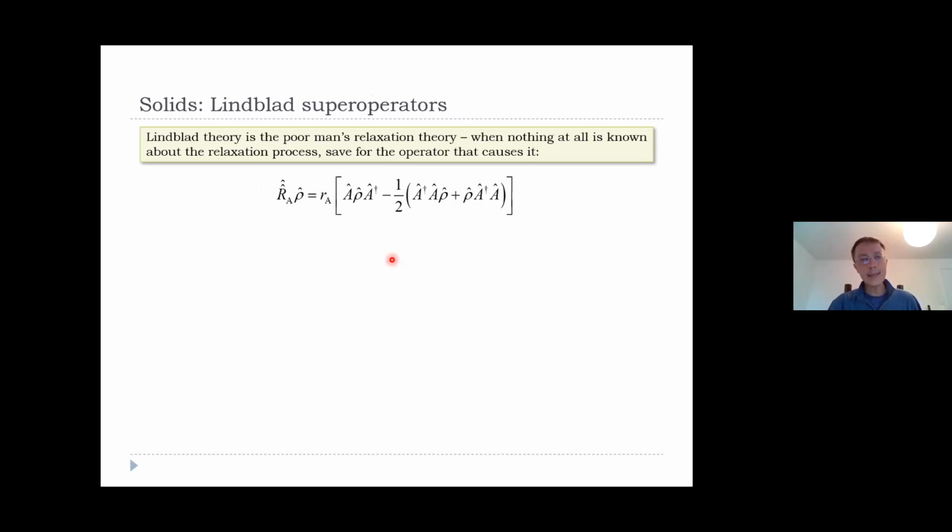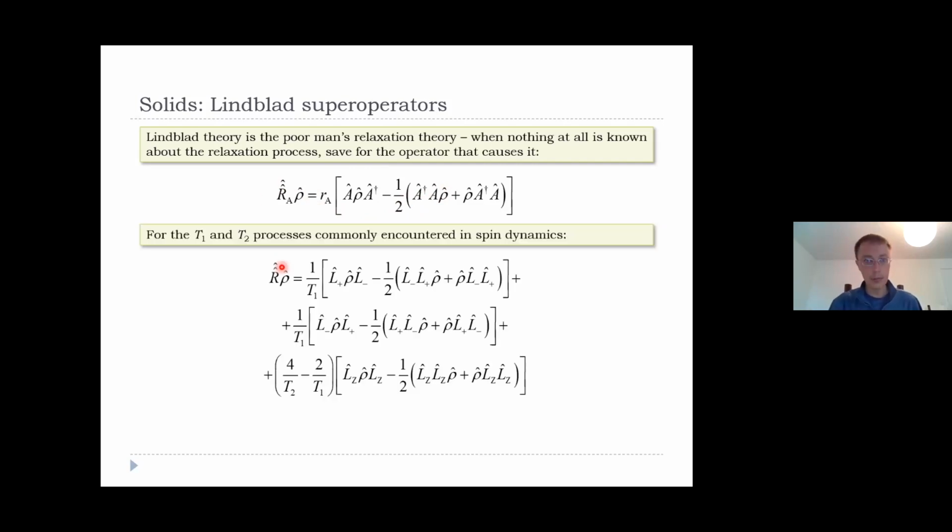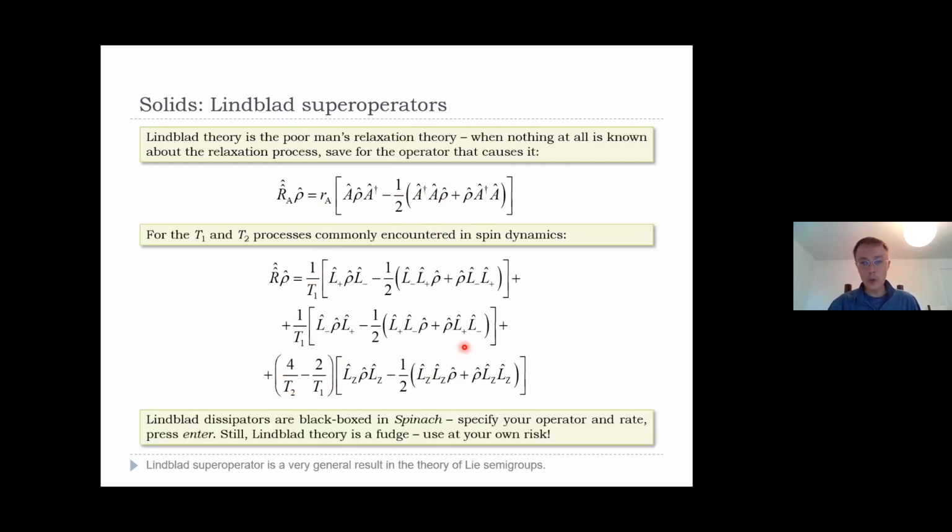And it's a generic form of it. And in a sense, Lindblad theory is a poor man's version of relaxation theory. When you don't know anything about your relaxation, you only vaguely know which operator is responsible, like L+, and you vaguely know the rate. You can put this together, and that will give you a defensible relaxation superoperator. So for example, for T1, T2, it's black boxed into SPINACH. It will build this horrendous array of operators if you give it the T1 and the T2.